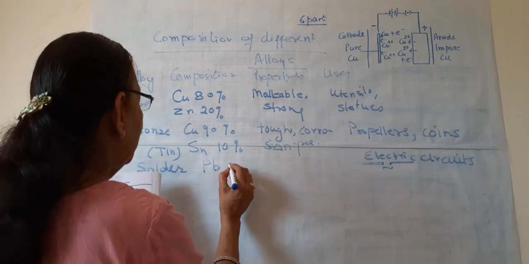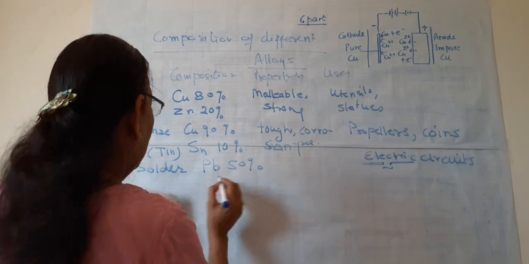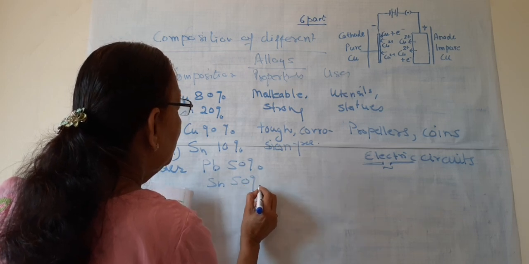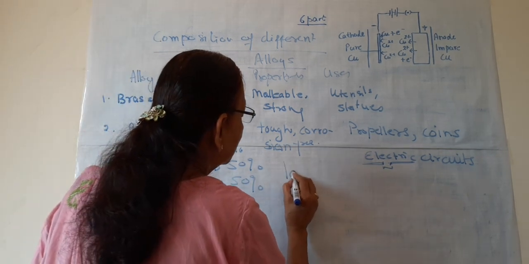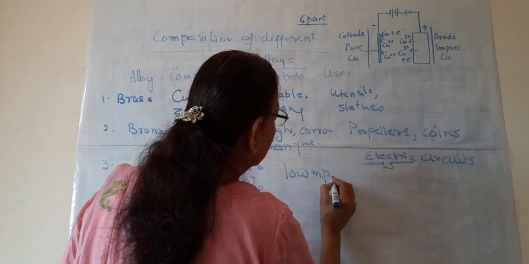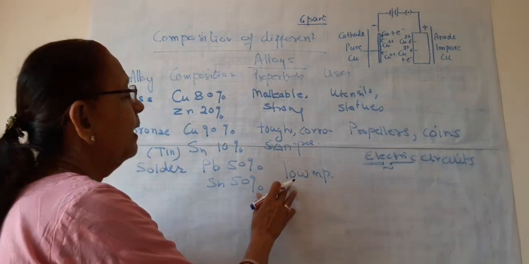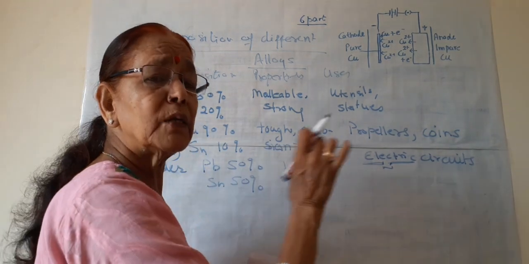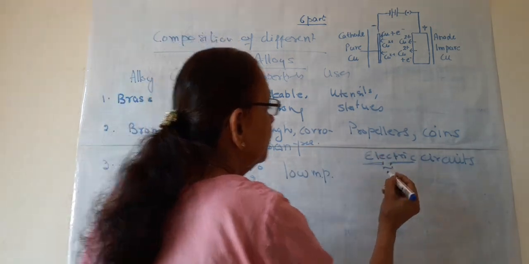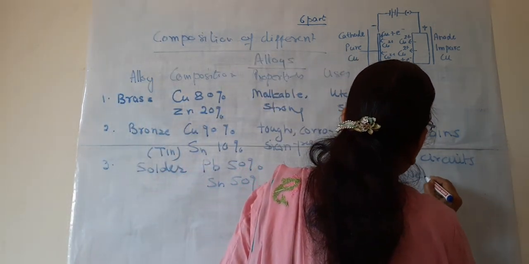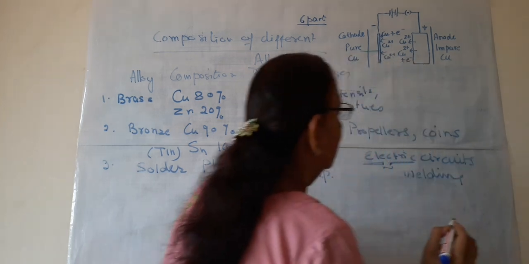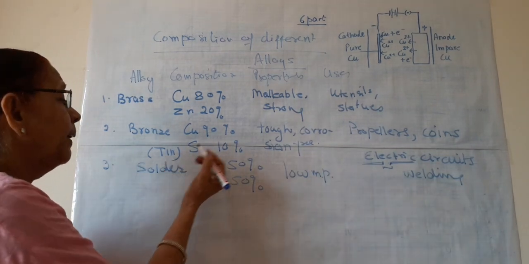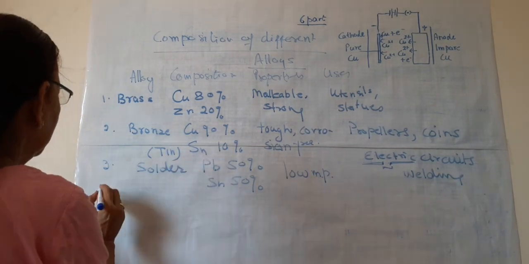And it is lead. Do you know the symbol of lead? Lead 50% and tin, again the same tin, it is also about 50%. And what is the use? Why is this solder made? It has a very low melting point. So solder rods are made, and they are used for welding in electric circuits or in any circuit. Solder is an alloy made up of tin and lead.